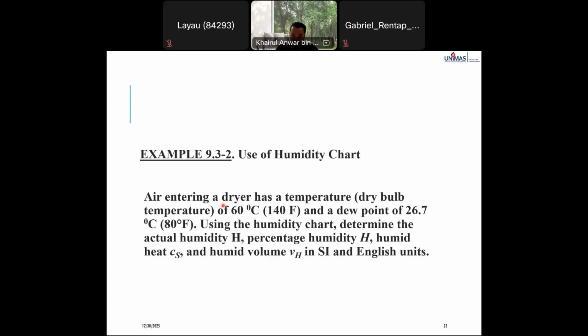Air entering a dryer has a dry bulb temperature of 60 degrees C and a dew point of 26.7 degrees C. Using the humidity chart, determine the actual humidity H, percentage humidity HP, humid heat CS, and humid volume VH in SI and English units.